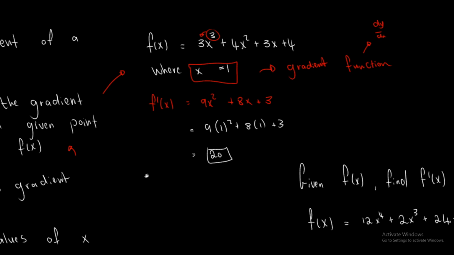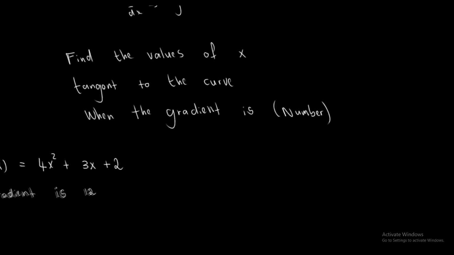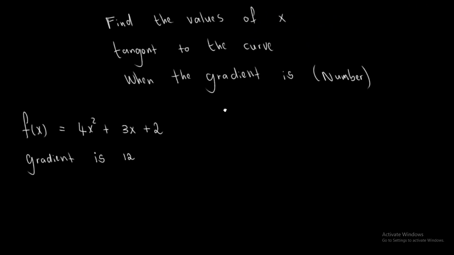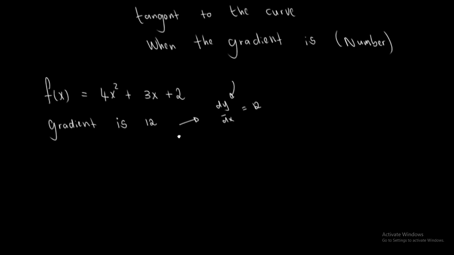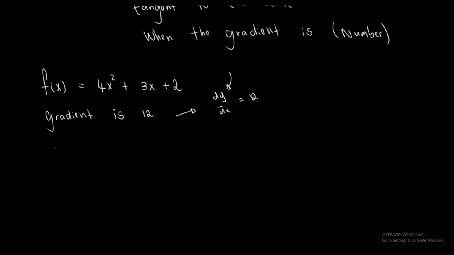Let's look at the next type of way they can ask you a question. Find the values of x tangent to the curve when the gradient is a number. Okay, well, we know now that the gradient can be calculated by finding the dy over dx, right? That's how we can find the gradient. But if the gradient is given, I can say dy over dx is in fact equal to 12. Okay, so let's differentiate this function, where in this case I'm going to use dy dx.